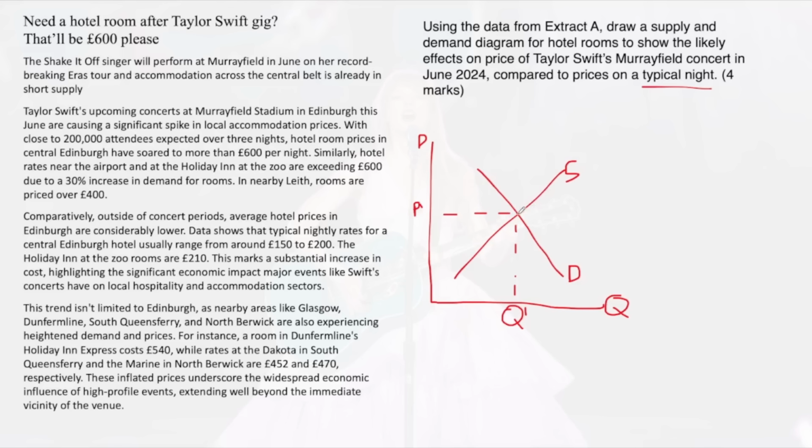Now, if there's less people demanding hotel rooms, less is left. Well, more is the other way. So we're going to put D1 in there. We're going to do D2 to there. And yes, it's not pretty.